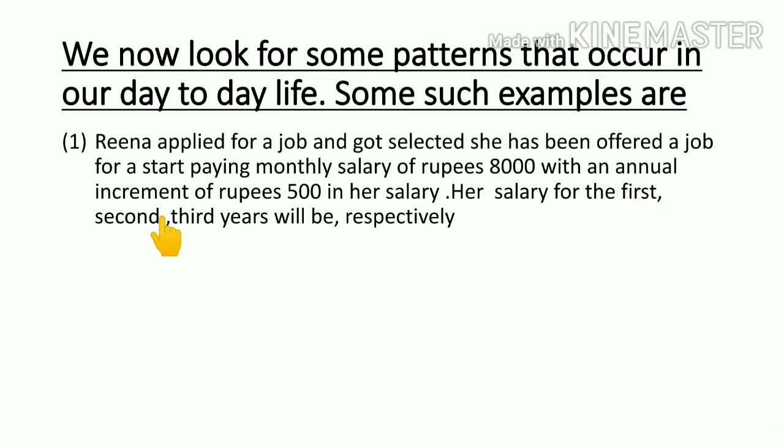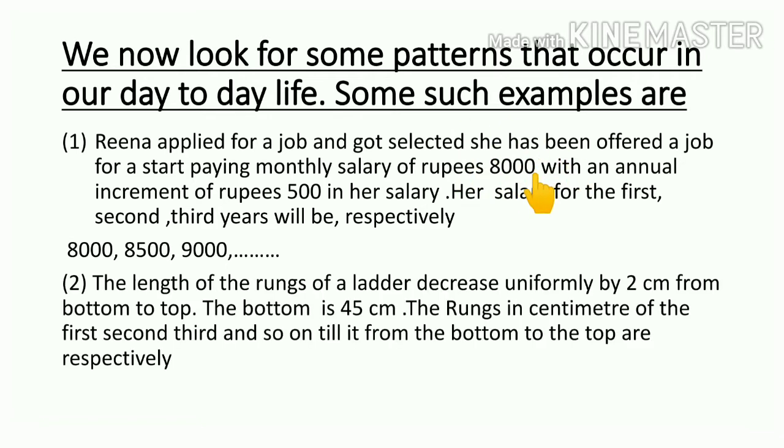So her salary for the first, second, third years and so on will be respectively, what will be her salary? Of course, for the first year her salary would be 8,000 rupees. For the second year, if the 500 increment is added, it will be 8,500. In the third year, if you add 500 to the previous, that is 8,500 plus 500, it will give 9,000. Fourth year, 9,500 and so on. So as the years are passing by, a common increment, that is 500 rupees, is being added to her present salary. Let's see one more example.